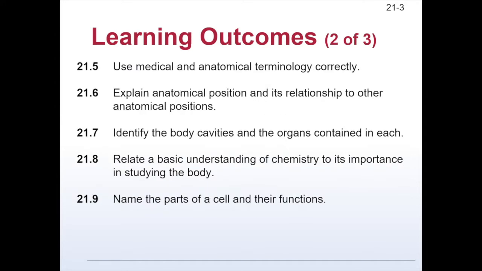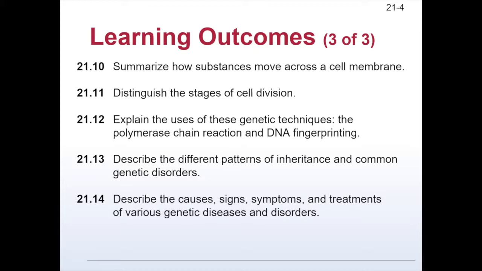We will also be going over the use of medical and anatomical terminology correctly, anatomical position and its relationship to other anatomical positions, the body cavities and the organs contained in each, relating basic understanding of chemistry to its importance in studying the body, the parts of a cell and their functions, how substances move across a cell membrane, the stages of cell division, the use of these genetic techniques, the polymerase chain reaction and DNA fingerprinting, the different patterns of inheritance in common genetic disorders, and the causes, signs, symptoms, and treatments of various genetic diseases and disorders.